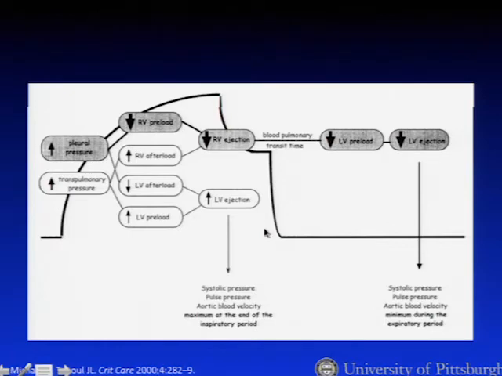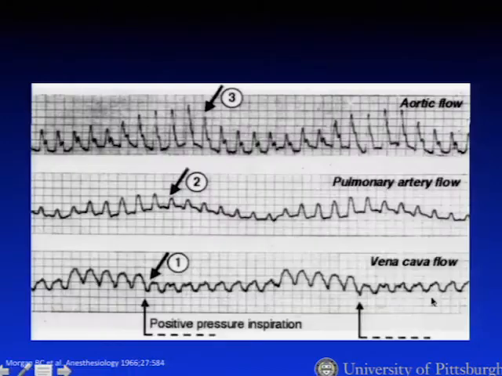The aortic blood velocity then reaches its maximum at end inspiration and its minimum during the expiratory period. Here we have flow probes placed on the vena cava, pulmonary artery, and aorta, and you can see nicely here the time course of these events. So our positive pressure breath is initiated here at 1. You see a decline in vena cava blood flow, followed after a few cardiac contractions by a decline in pulmonary artery flow and aortic blood flow.